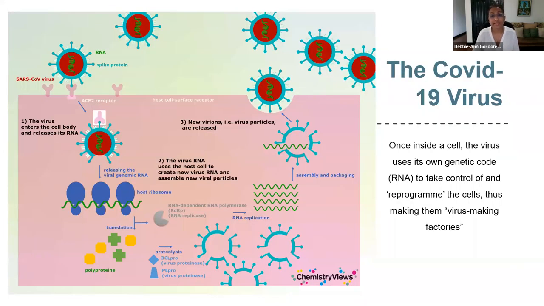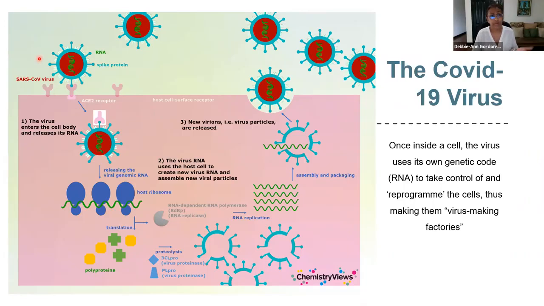So the COVID-19 virus, like all viruses, cannot replicate on its own. What it needs is to be inside a cell where it uses its own genetic code or RNA to take control or reprogram the cells, thus making them sort of virus-making machines.